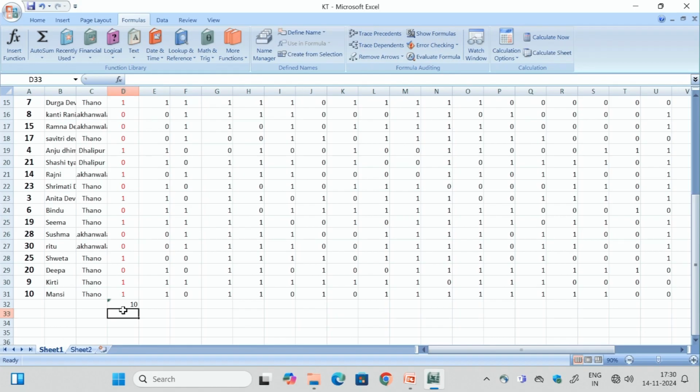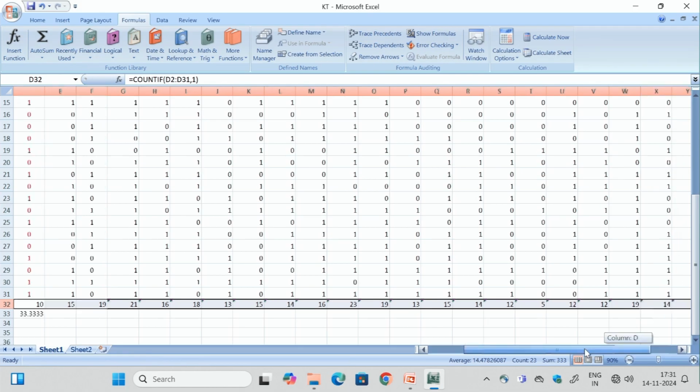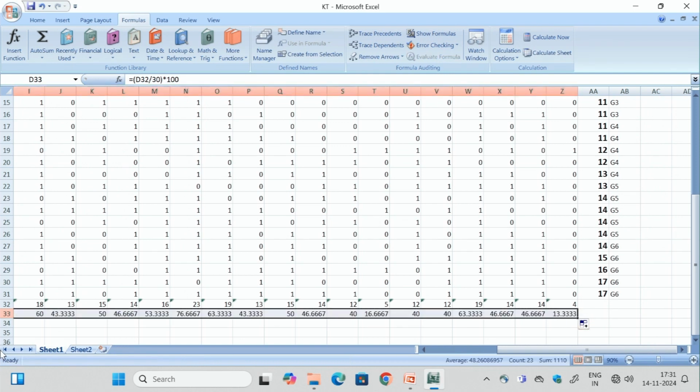So, I told you what the item difficulty index is: it is simply the proportion of respondents who gave the right answer to a question. So what will be the right answer count? The item difficulty index will be this divided by how many respondents there were. It was 30 respondents, so divide by 30, multiply by 100, and you get 33. In a similar way, if you extend that, you will get the item difficulty index for all the items, all the questions.